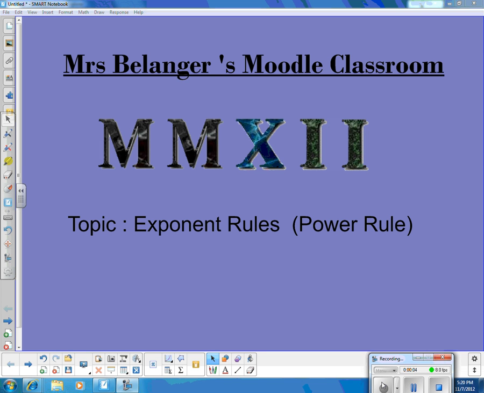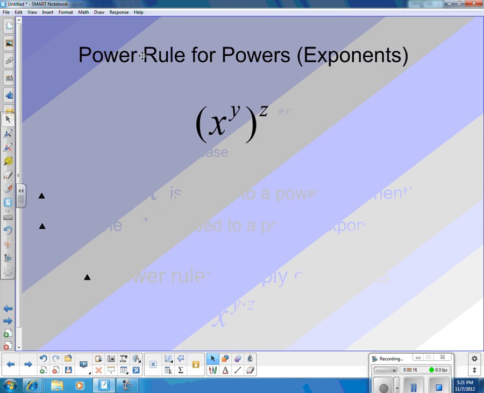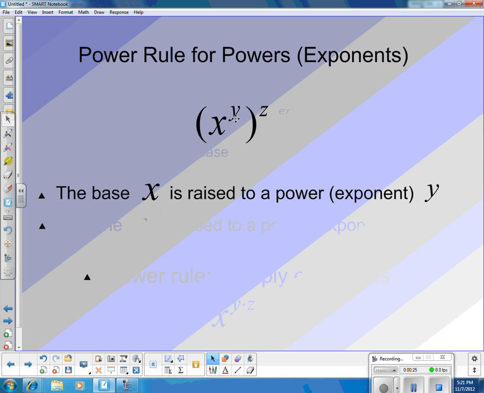The topic today is exponent rules, or power rule, for exponents. We'll begin the lesson today with explaining power rules for powers or exponents. It's when the base x is raised to a power of y, which is the exponent y, and then the entire base and exponent is raised to another exponent, z.